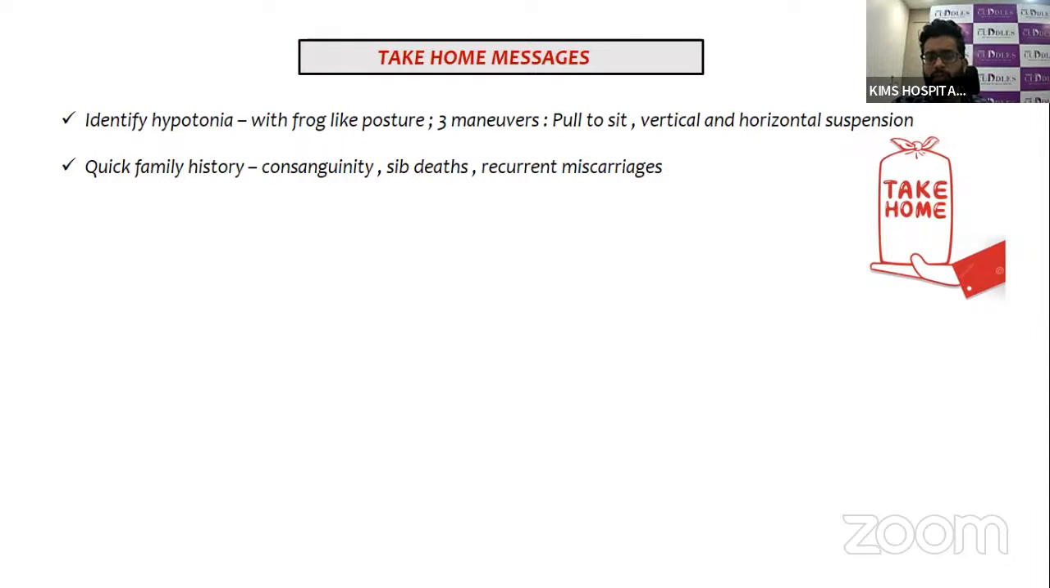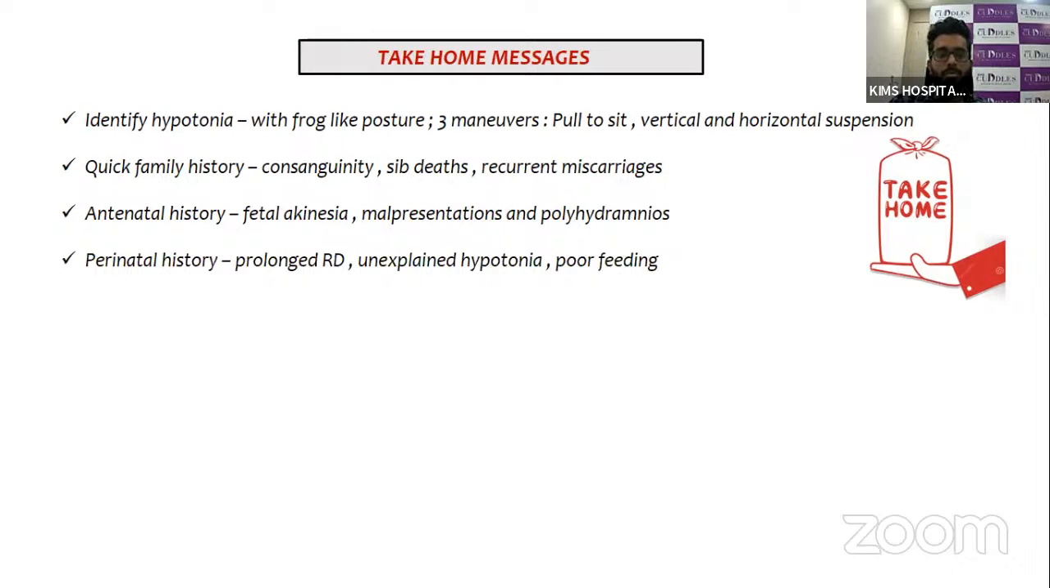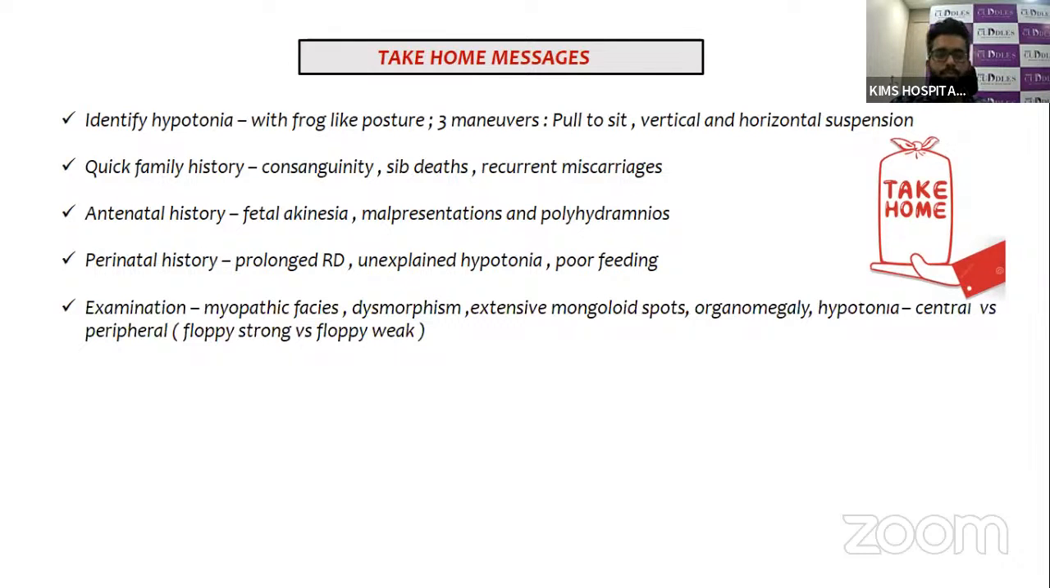Quick family history with consanguinity, SIDS deaths, and recurrent miscarriages to suspect autosomal recessive disorders and chromosomal disorders. Antenatal history of fetal akinesia, that is decreased movements, malpresentations, that is breech, and polyhydramnios. Perinatal history: prolonged respiratory distress, unexplained hypotonia, poor feeding are the clues, especially when you have oromotor involvement. On examination, look for myopathic facies, that is long face, inverted U-shaped upper lip, and high arched palate. Dysmorphism, extensive Mongolian spots for gangliosidosis, organomegaly for Zellweger's.